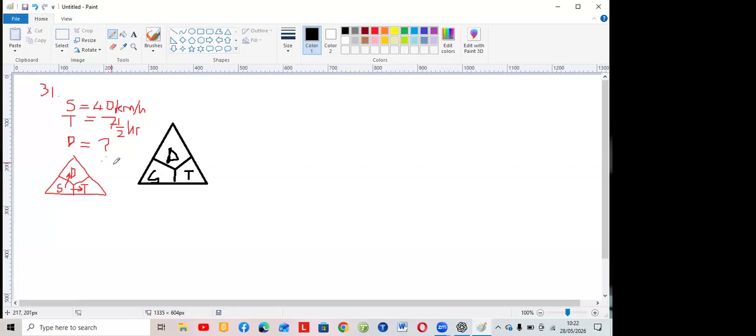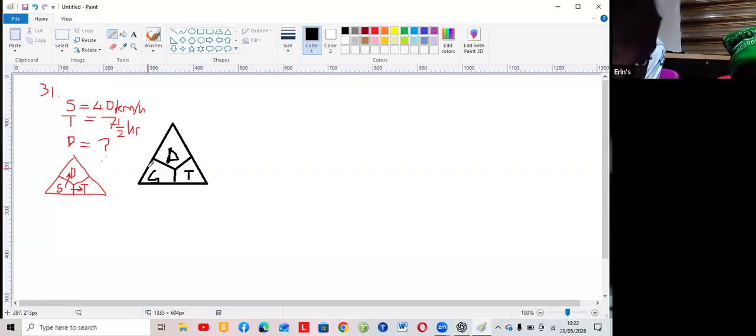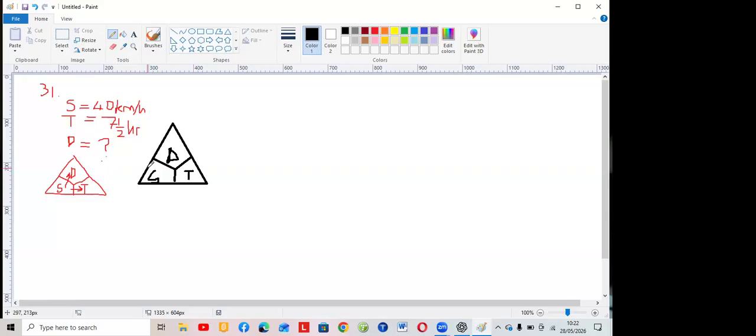What if we were looking for time? What would be the formula? Based on this triangle, what would be the formula? Time will be equal to what? S equals D over T. So we will switch S and T. So it will become T equals D over S. Excellent. T equals D over S.